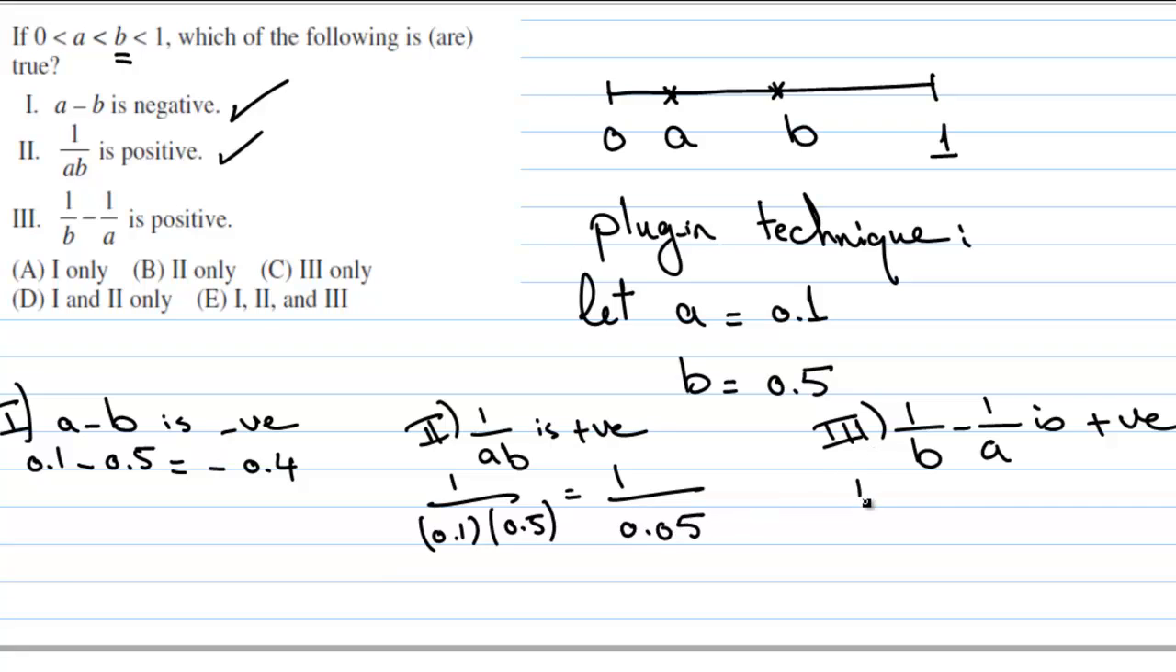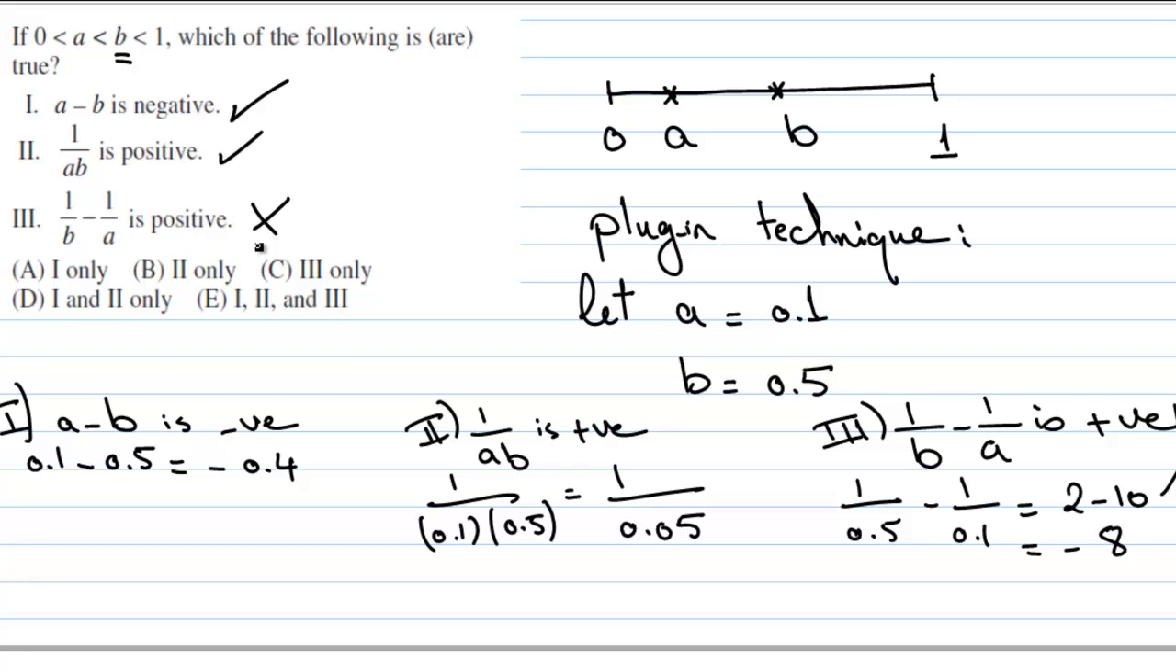Now the third one, we substitute also 1 over B minus 1 over A, so 1 over 0.5 minus 1 over 0.1. I'm going to do it mentally, it's simple. So this one will be 2 minus 10. The answer will be negative 8. Is it negative, the third one here? No, they say it has to be positive. Is it positive? No, it's not. So this one is not true. It is false.